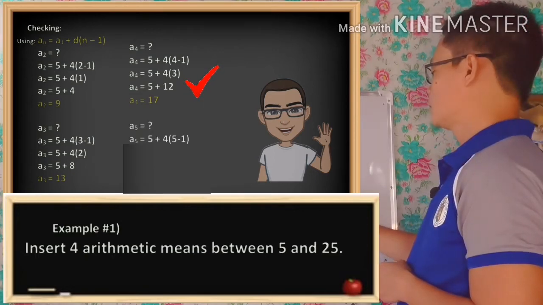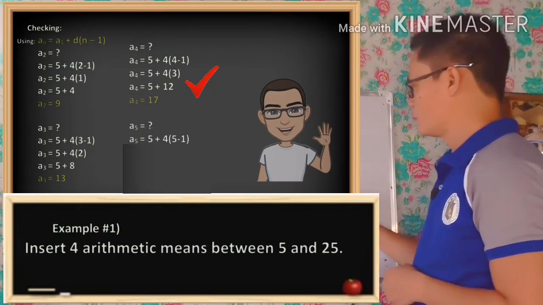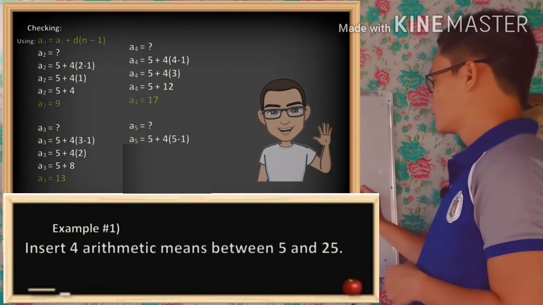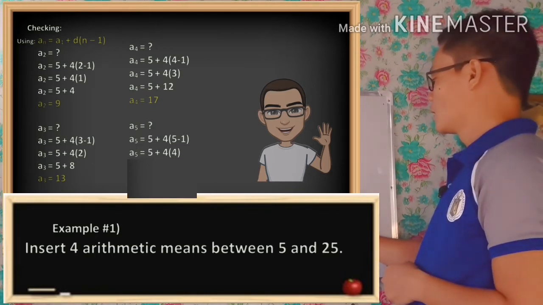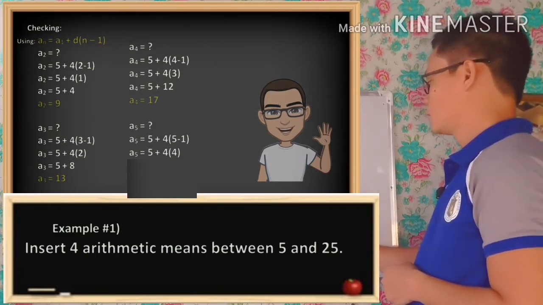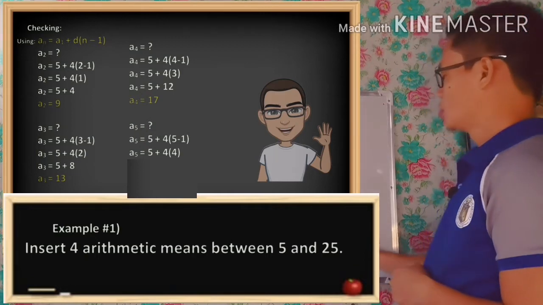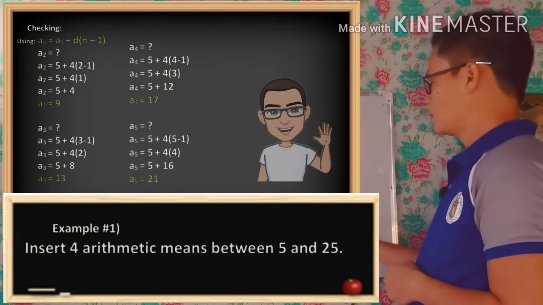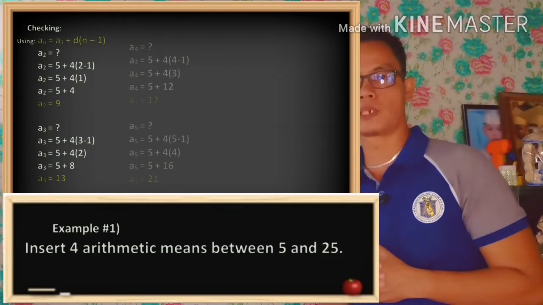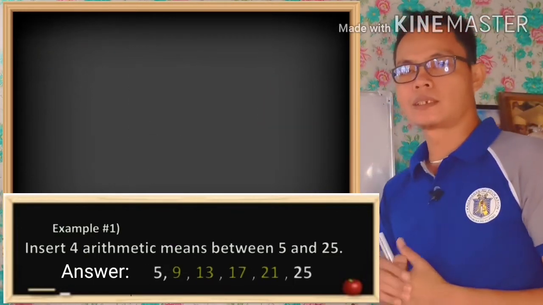A sub 5, first term 5, plus common difference 4. The value of n is 5 minus 1. A sub 5 equals 5 plus 4 multiplied by 4. Finally, the fifth term, 4 times 4 is 16 plus 5 is 21. So therefore, our answer in this particular problem is correct.